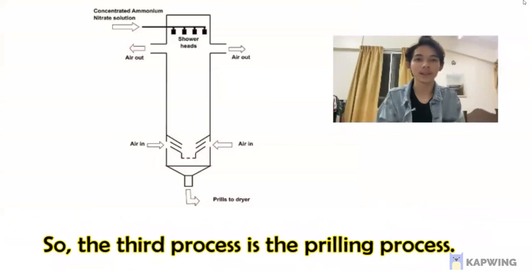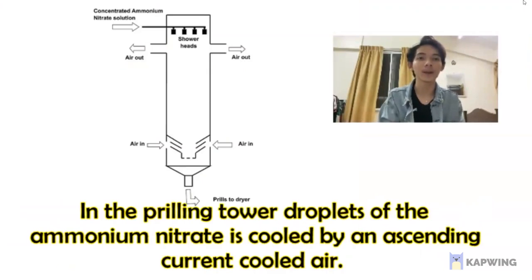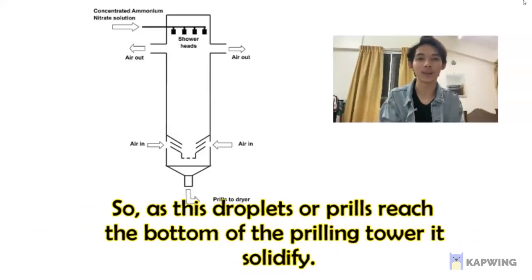So the third process is the Prilling process. In this process, the concentrated ammonium nitrate is sprayed into the Prilling tower by using a spray nozzle. In the Prilling tower, these droplets of ammonium nitrate are cooled by an ascending current of cooled air. This ascending current of cooled air allows the liquid droplets to break down into uniform size. As these droplets, or prills, reach the bottom of the Prilling tower, they solidify.